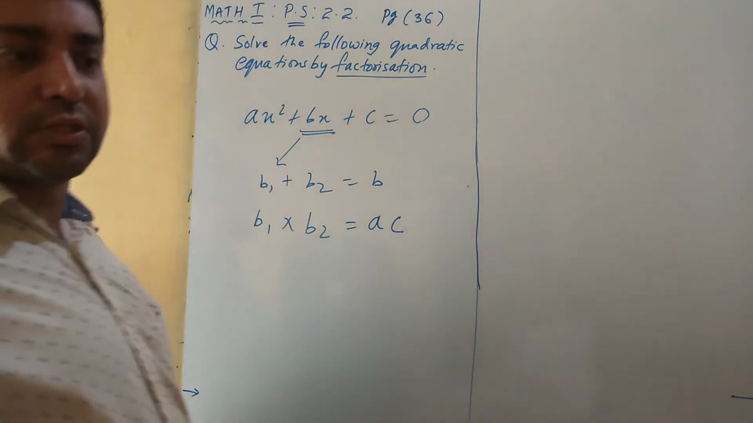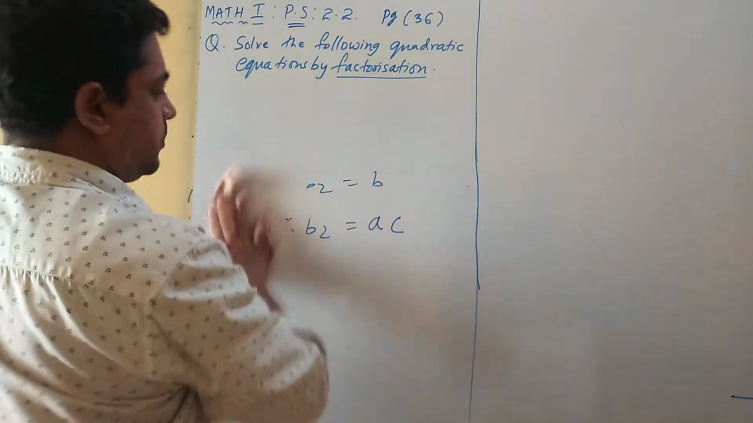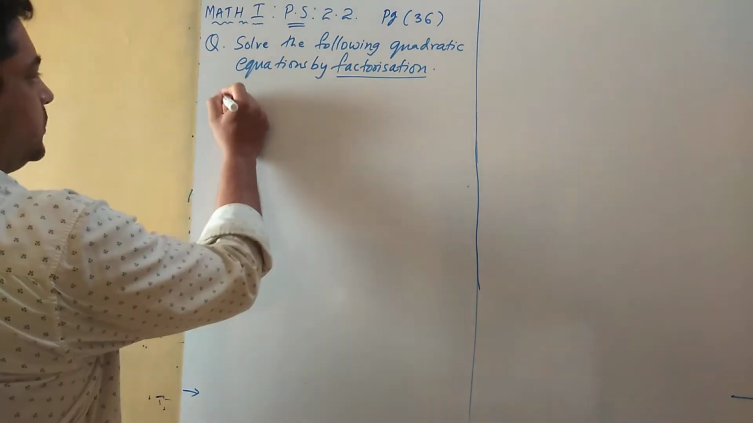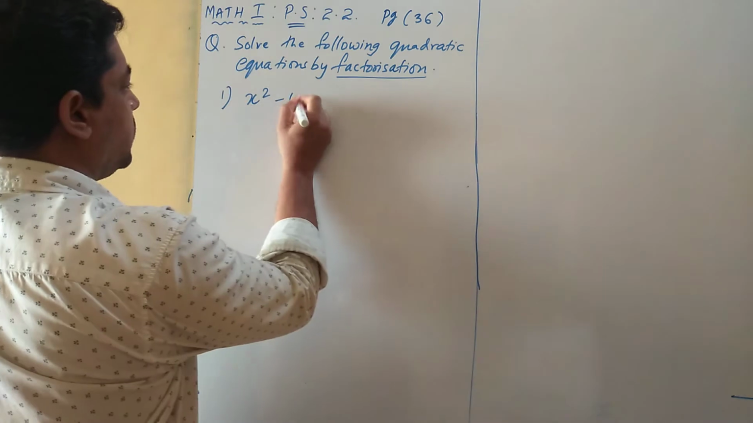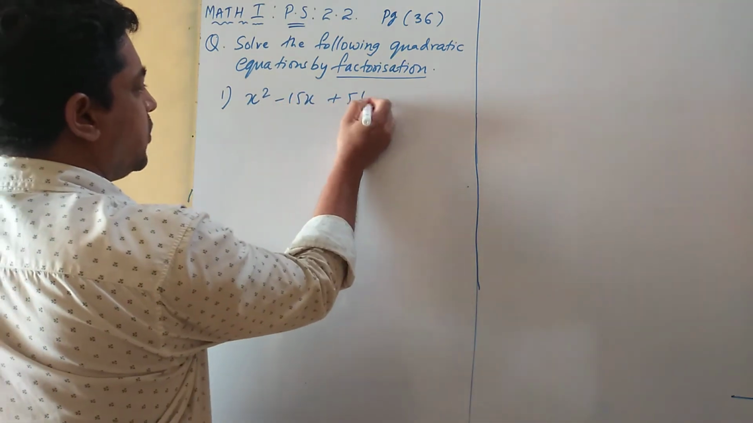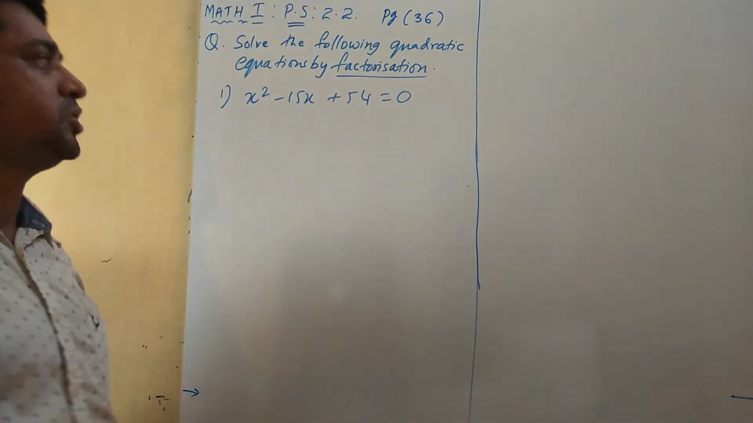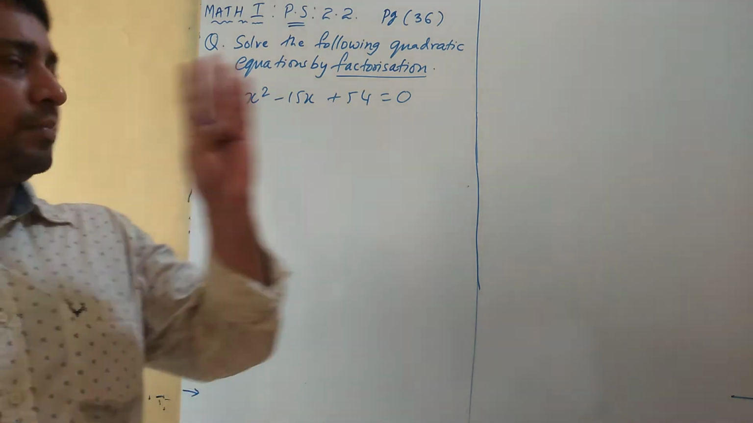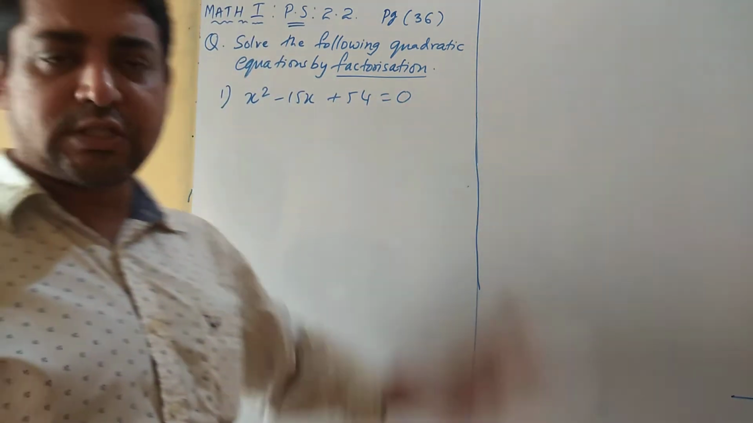We'll start with the actual sum, which is on page number 36. The first one: x square minus 15x plus 54 is equal to 0. Correct? Check whether it's in the standard form. Yes, you can find the quadratic term, the middle term with the variable, and the constant term. So it's in the standard form.